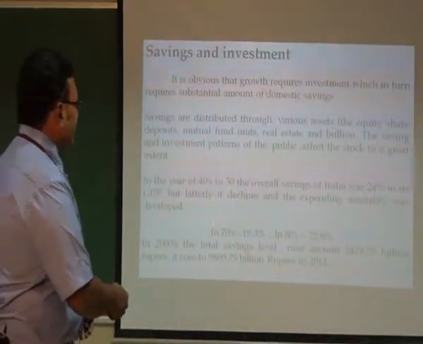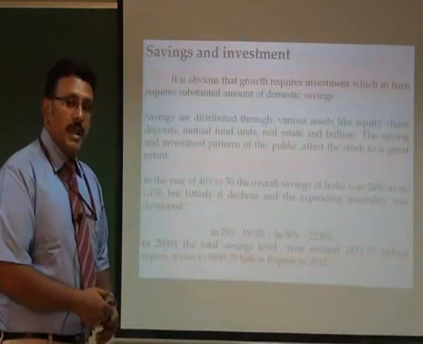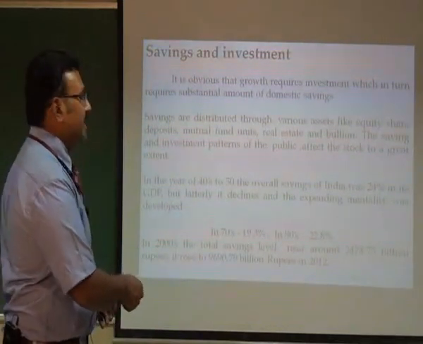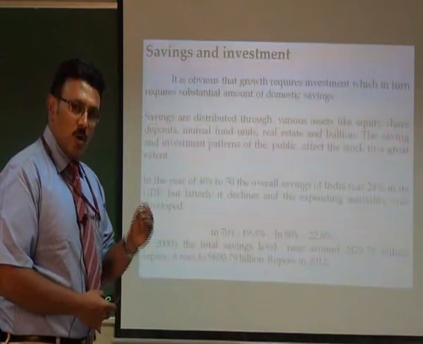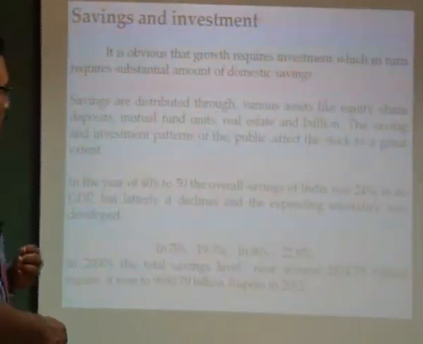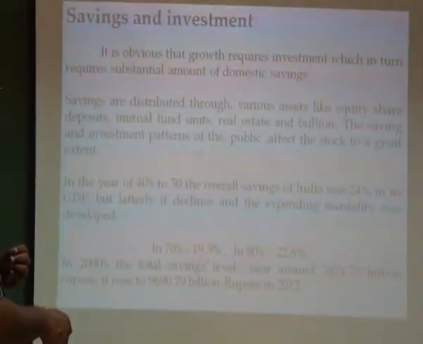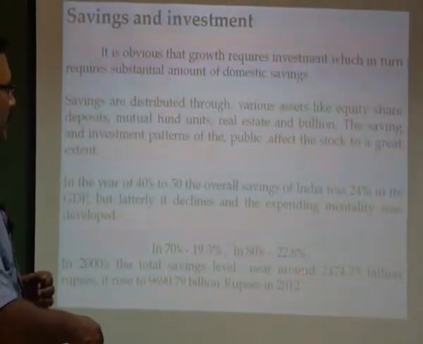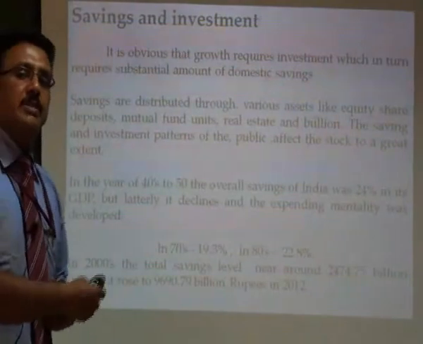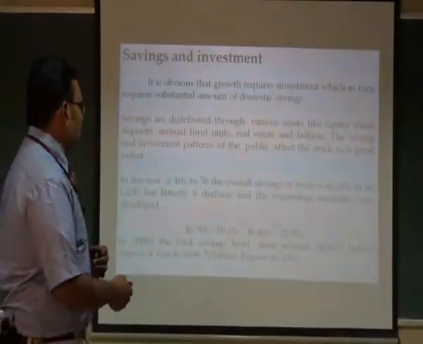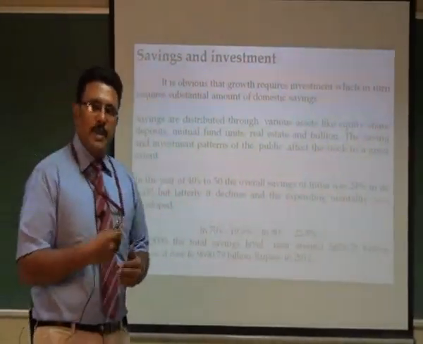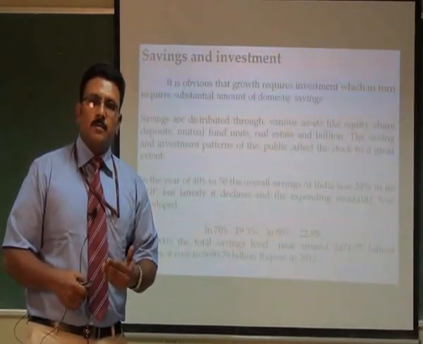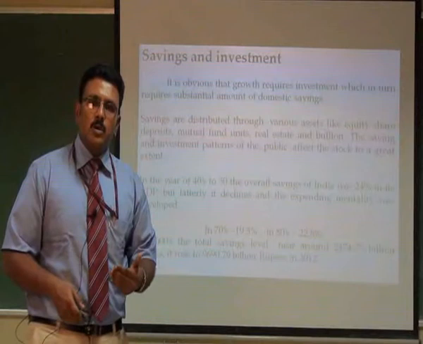In the 1970s, India had a savings pattern of near 19.3% in its GDP. Whatever the overall production, near around 20% was made as savings. And in the 80s, it came to near around 22 or 23%. But what happened? Over a period of time, the savings and investment pattern came down.